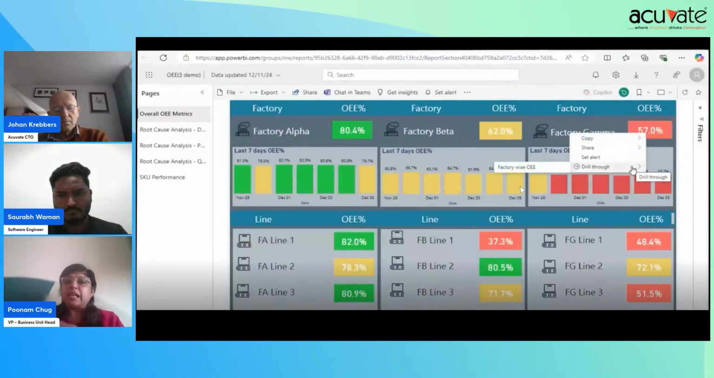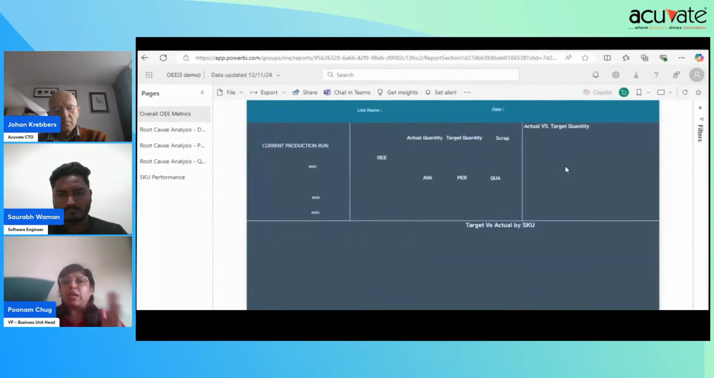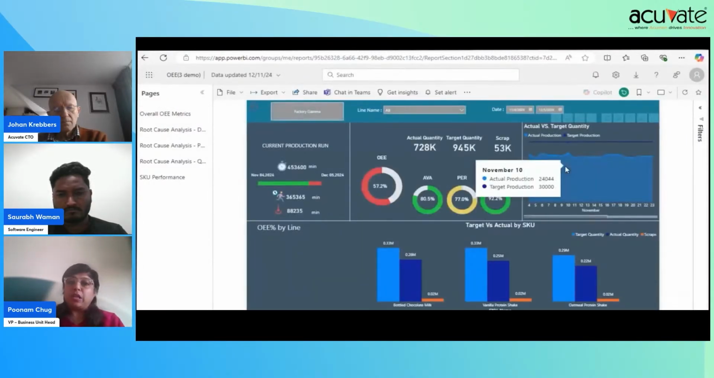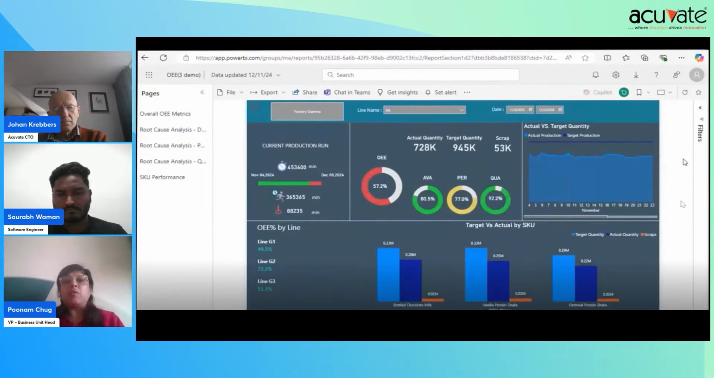You can see right from this screen, there is an option for us to do a drill through to look at this particular factory's overall equipment efficiency. Now, I have been navigated to the deep down of this factory Gamma, and I have quite a lot of important insights on the screen. All this data automatically shows me the past week or past month, right? Of course, I can change the date filters based on what kind of root cause analysis I'm interested in.